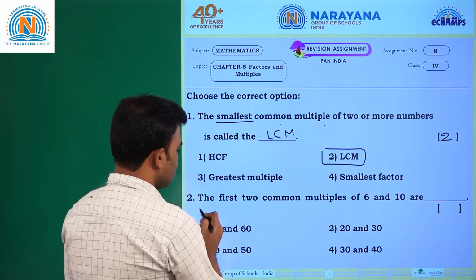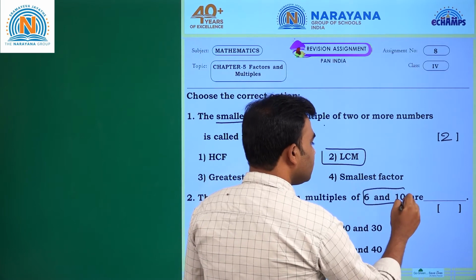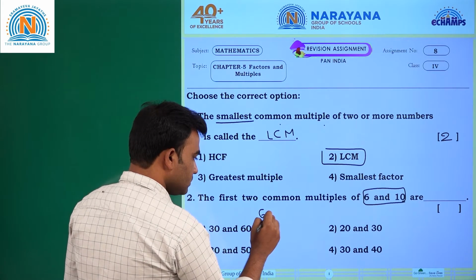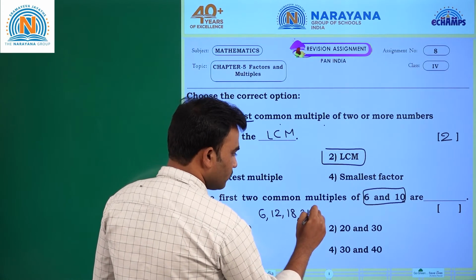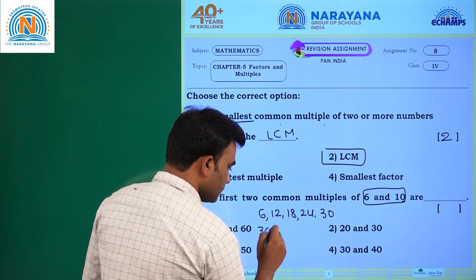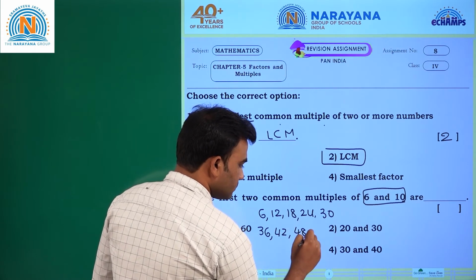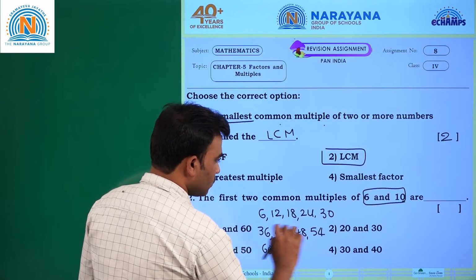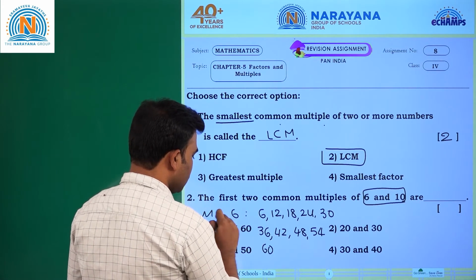Next, second question. The first two common multiples of 6 and 10 are. What are the multiples of 6? First write the multiples of 6: 6, 12, 18, 24, 30, 36, 42, 48, 54, 60. So these are all the multiples of 6.